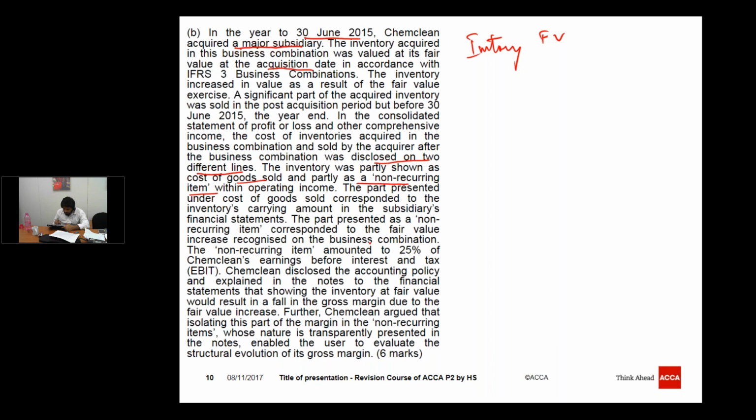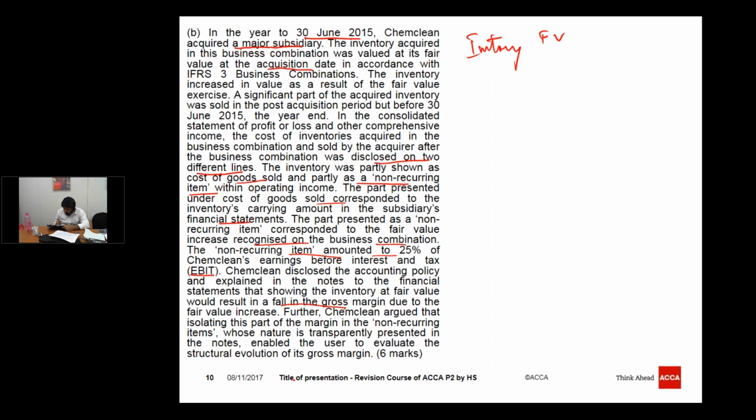The part presented under the cost of the goods sold corresponded to the inventory carrying amount in the subsidiary's financial statements, and the part presented as a non-recurring item corresponded to the fair value increase recognized on the business combination. The non-recurring item amounted to 25% of earning before interest and tax. ChemClean disclosed the accounting policy and explained in the notes to the financial statements that showing the inventory at the fair value would result in the fall in the gross profit margin.